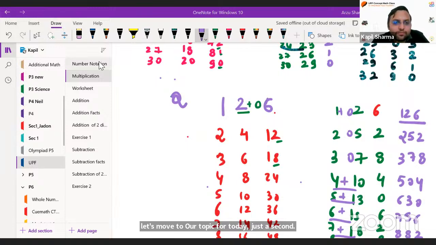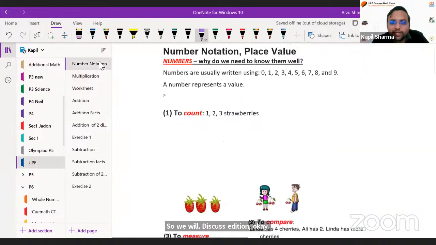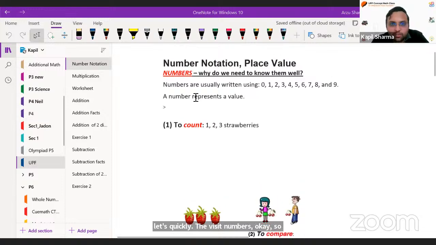So we will discuss addition. But before that, let's quickly revisit numbers. Why do we need numbers? You are familiar with these digits: 0, 1, 2, 3, 4, 5 till 9. So we need these digits to write any number.